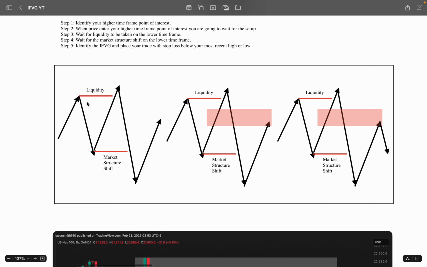So as you can see, here's another example. Liquidity has been taken. We had a market structure shift here. So now we are waiting for this inverse fair value gap to form. We had it there. Price retraced and then price went down.